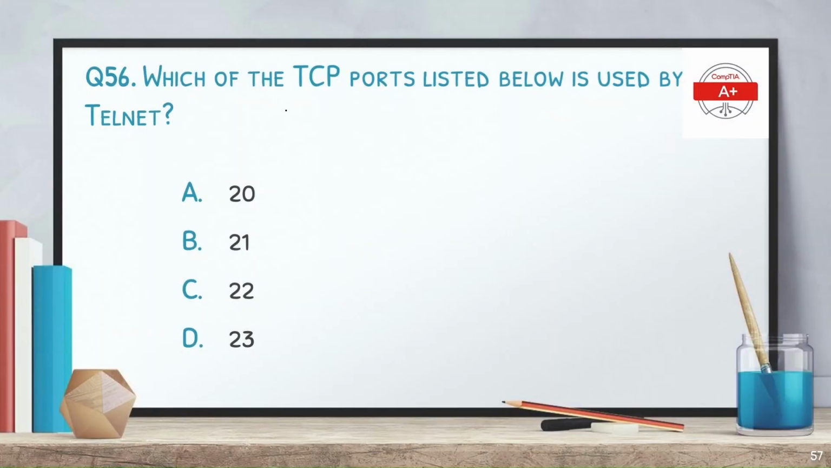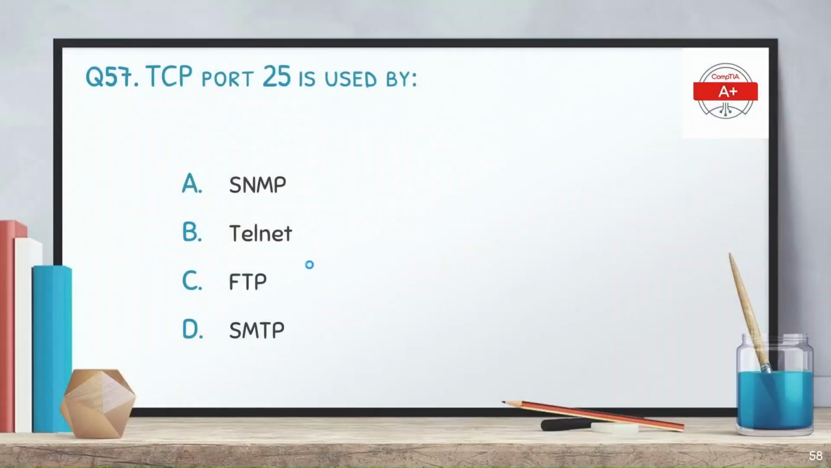Question number 56 is that which of the TCP ports listed below is used by Telnet? The options are A. 20, B. 21, C. 22, and D. 23. The correct option is port number 23.